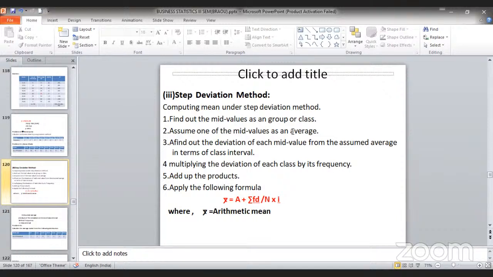Next, assume one of the mid values as an average. Then find the deviation of each mid value from the assumed average, and multiply the deviation of each class by its frequency. Add the products and apply the formula. See the formula? In the indirect series, the formula is the same, but you are also multiplying with I, which is the class interval difference. Got my point? Take the screenshot.